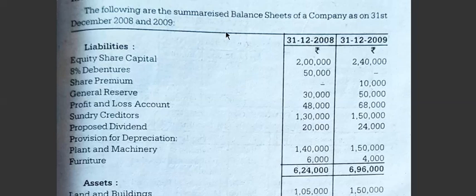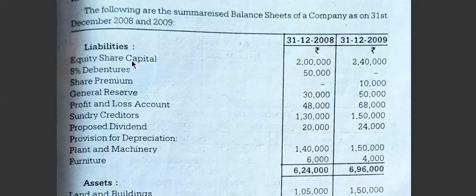The following are the summarized balance sheets of a company as on 31st December 2008 and 2009. Two years' information they have given in the problem. I'll explain to you the items, where they come and where you have to write.